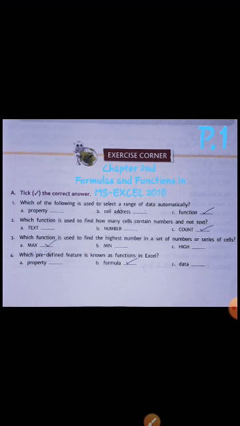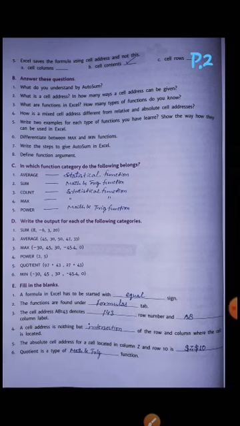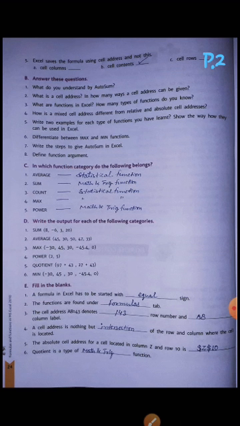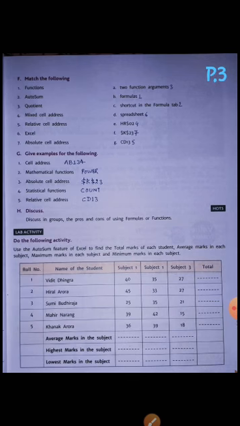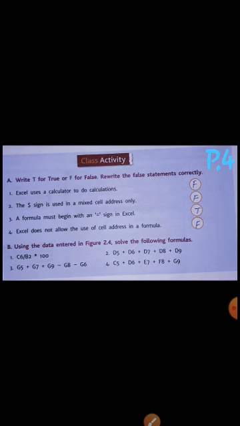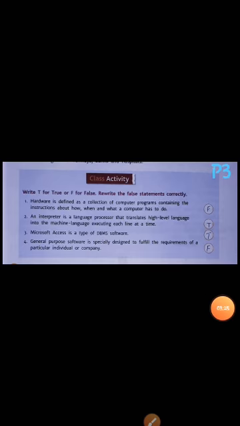But you can see on the screen chapter second has been solved here. Here are the fill in the blanks, in which function category the following belongs, and here match the following and give examples for the following. The class activity is also given and is important, because true and false is given in the class activity. In the first chapter also the class activity is given. The class activity is very important for your true and false.